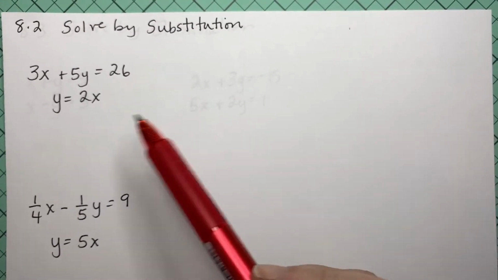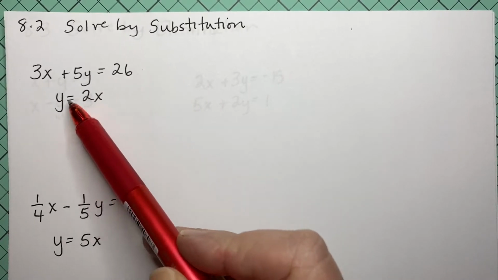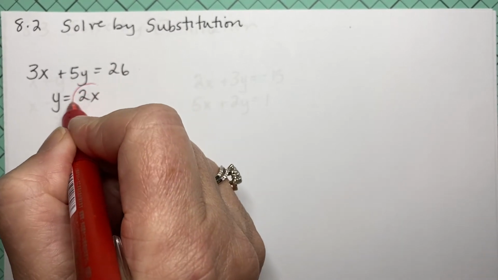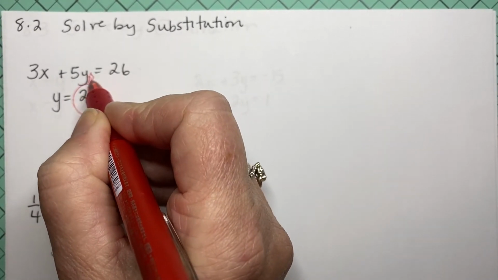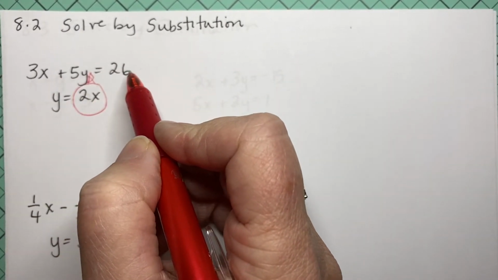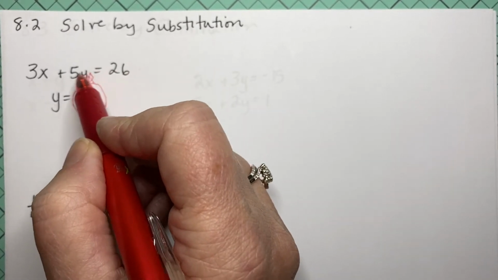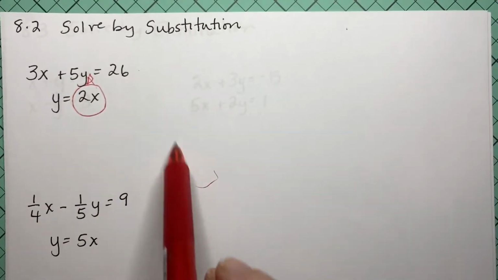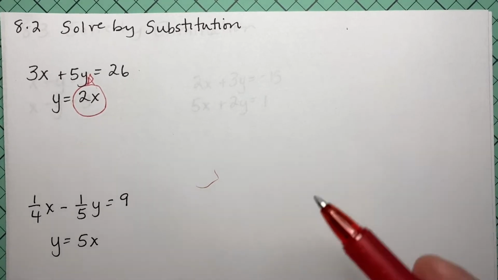If you notice, the first equation is 3x plus 5y equals 26, and the second one is y equals 2x. Because y is equal to 2x, we can plug that in for y in the other equation. If I said you have 3x plus 5y equals 26, and y is 3, you'd have no problem plugging in the number 3 and solving for x. We're going to do the same thing, except we're plugging in 2x.